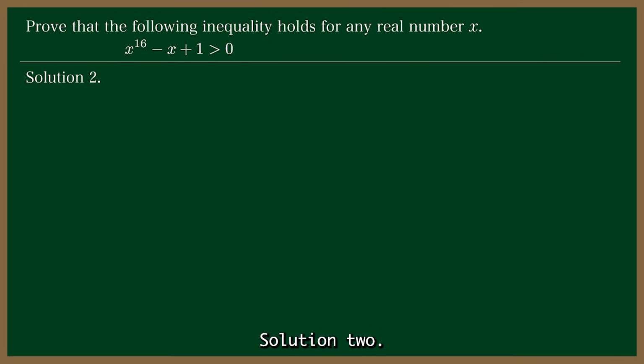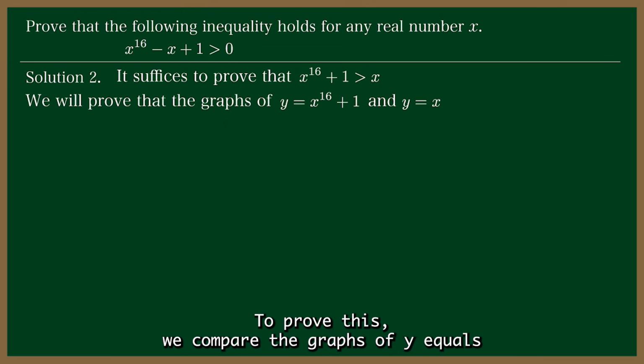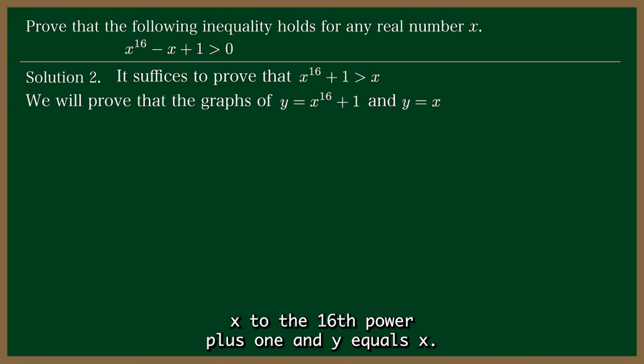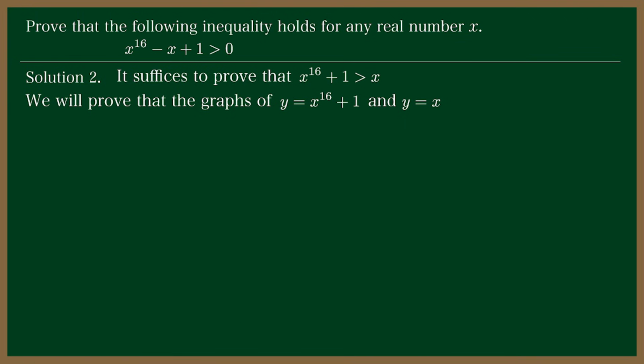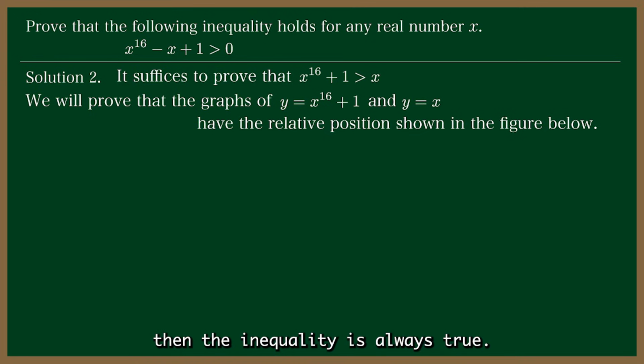Solution 2. Let's look at the inequality in another way. We rewrite it as x to the 16th power plus 1 is greater than x. To prove this, we compare the graphs of y equals x to the 16th power plus 1 and y equals x. If the graph of x to the 16th power plus 1 is always above the graph of x, then the inequality is always true.